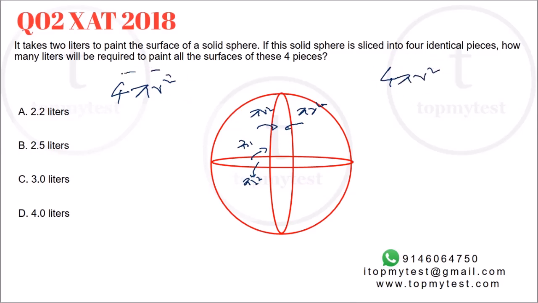Now to paint 4 pi r square, you need 2 liters of paint. To paint this additional 4 pi r square, you'll need an additional 2 liters of paint. Combined total will be 2 plus 2, 4 liters. Option D. Pretty straightforward question, but you need to visualize and understand that every time you cut a hemisphere, you expose 2 additional surfaces of pi r square on each of the 2 parts. Right? Once you understand that, the question is pretty straightforward.